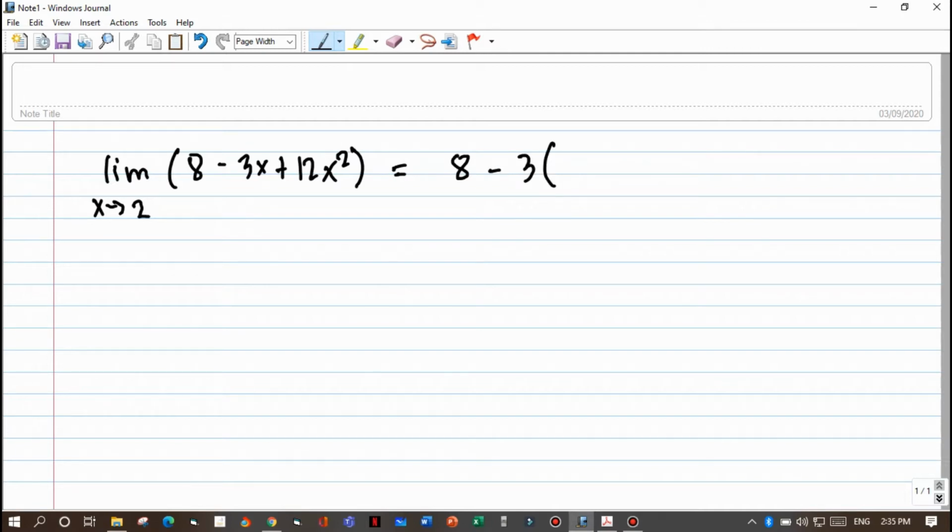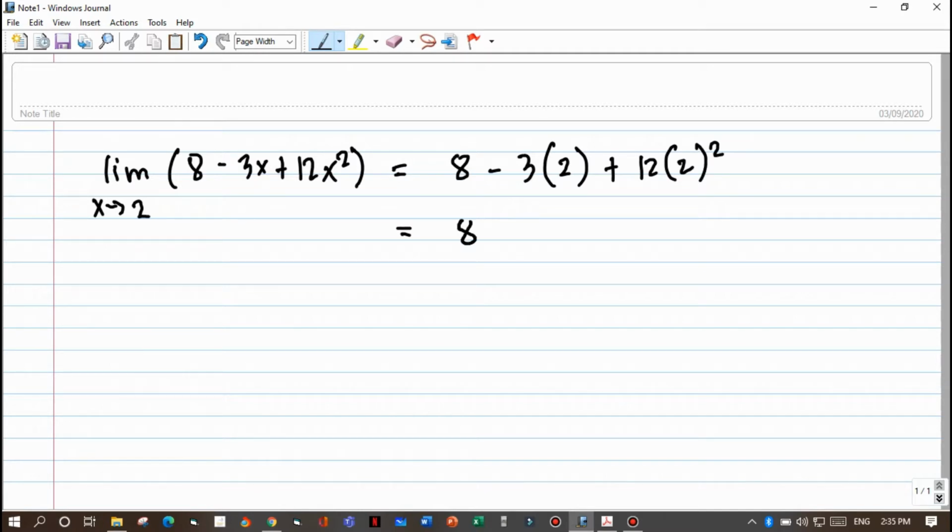In this video, we'll solve some practice problems in computing limits, and let's begin with the limit of 8 minus 3x plus 12x squared as x approaches 2. Now, the easiest thing to do is to just plug in the value of our c, or the value that we are approaching. So we have here 8 minus 3 times 2 plus 12 times 2 squared.